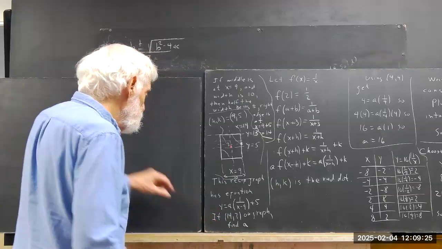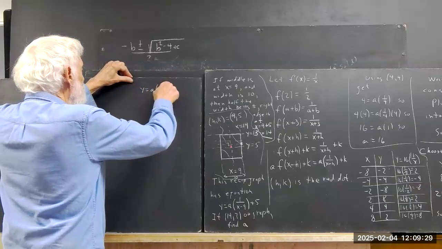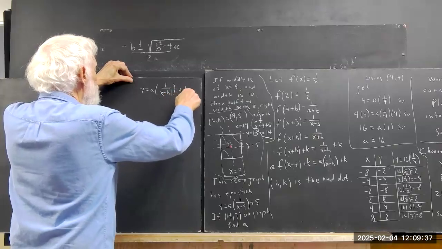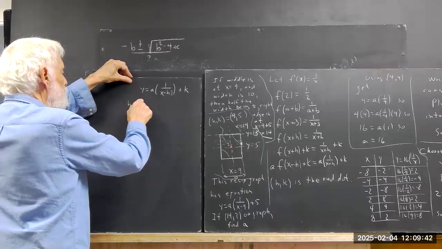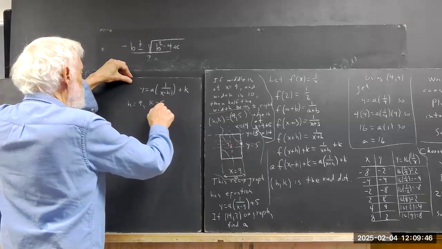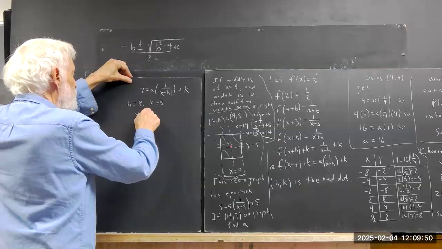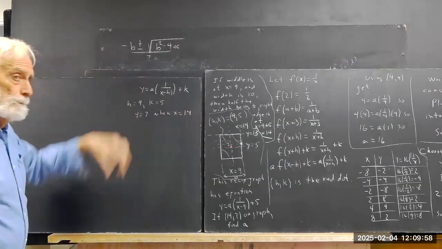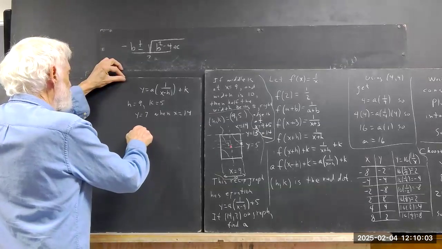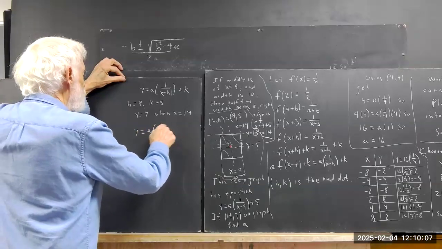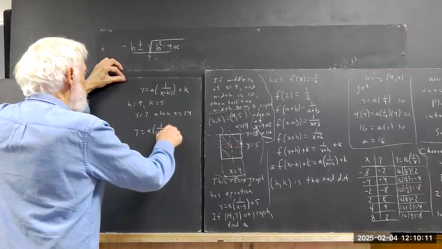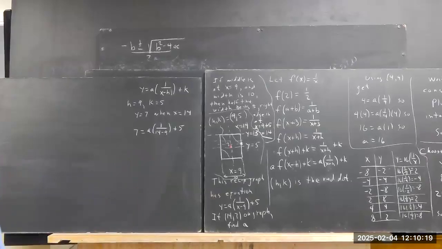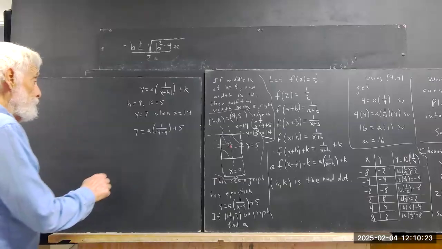14, 7 is on the graph, you want to find a. So you have y equals a times 1 over x minus h plus k. h equals 9, k equals 5, y equals 7, when x equals 14. Okay, so the equation is going to be 7 equals a times 1 over 14 minus 9 plus 5. Okay, and that's the equation most of you have. A couple people got a plus there because of my mistake, but that's what we're going to do.